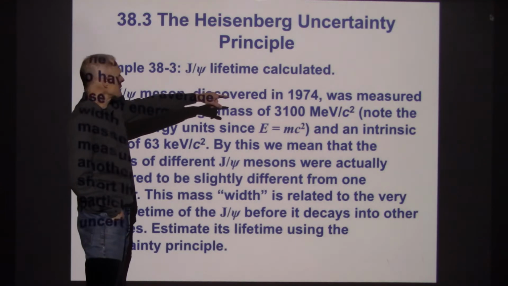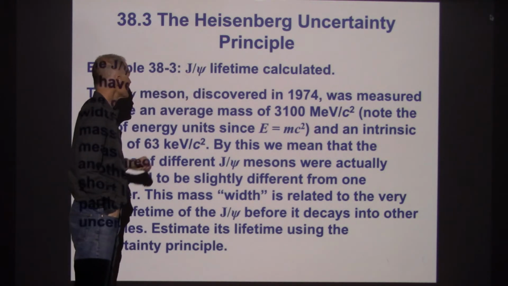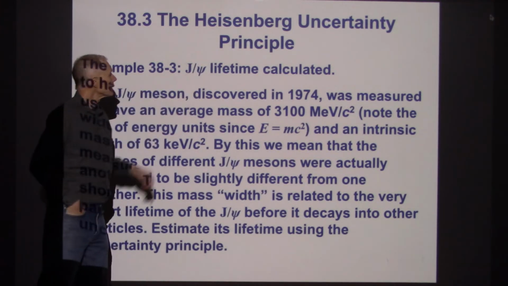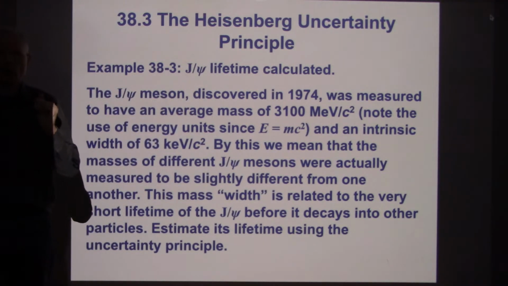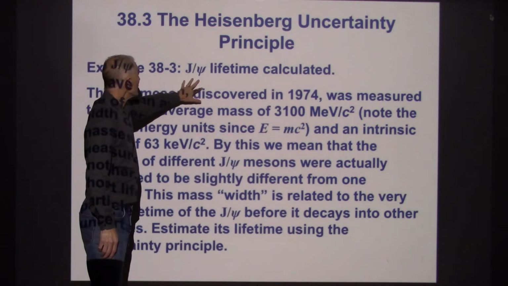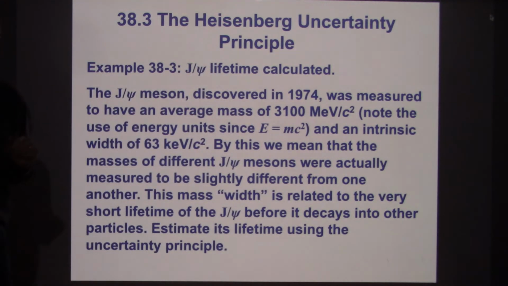Similarly, I'm going to run through this example really fast. Back in 1974, there was a new particle discovered in a particle accelerator. Very exciting. It was the charm quark. It was a charmed anti-charmed quark-anti-quark pair. People were very excited. It was simultaneously discovered on the east coast at Brookhaven and on the west coast right here at the Stanford Linear Accelerator Center.